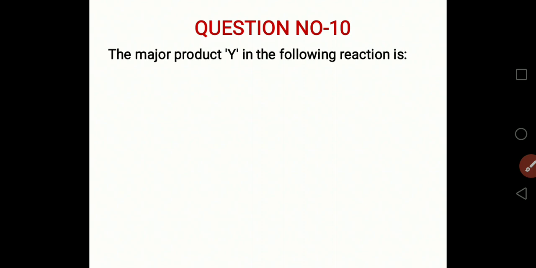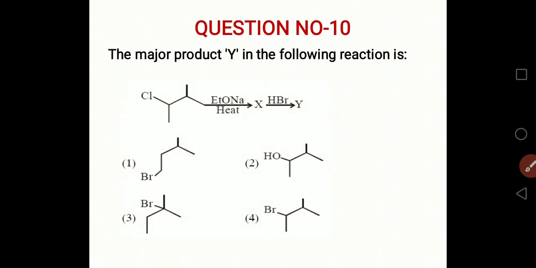Then we will see the last question in this series. Question number 10. The major product Y in the following reaction is. This is the reaction given. Very important type of question. Remember, this was a JEE April question, last year 2019. Now you can see which is the major product formed in this reaction.